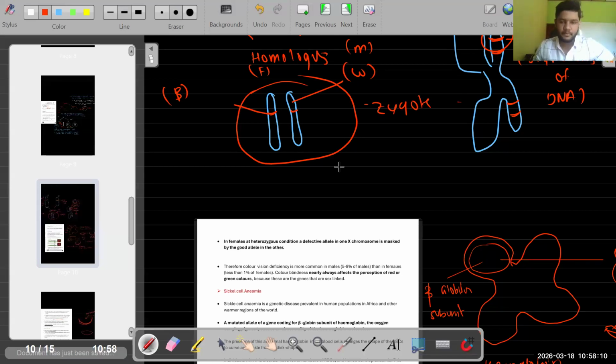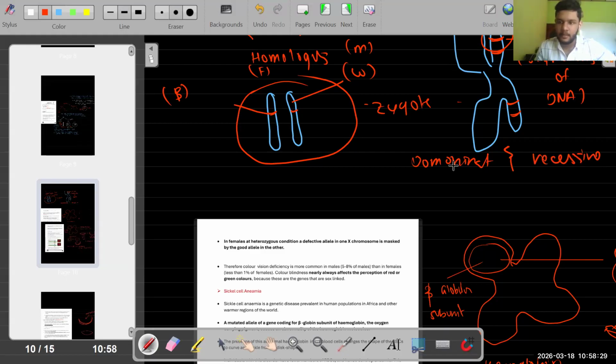Now you might ask, there are two colors, black and white. What color will be depicted by the child? Will it be black or white? Here we'll be considering something called dominant and recessive character. Now here we'll be seeing which is dominant. If father's black gene or black allele is dominant, the child will show black skin color. If mother's white is dominant, it will show white color. So the expression completely depends on dominant and recessive character.